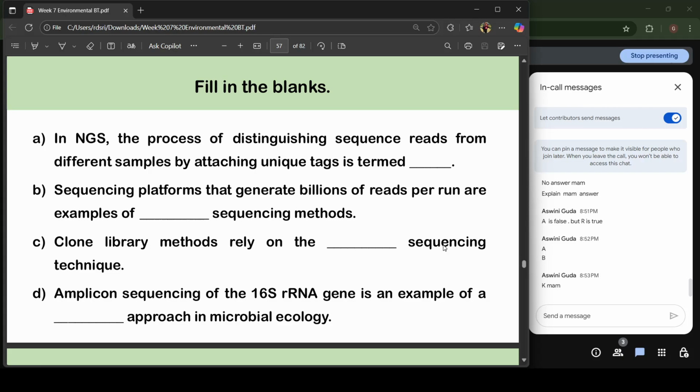And the next question is fill in the blanks again, like the one we started after you joined today. We'll just see a couple more questions and then close today's session.